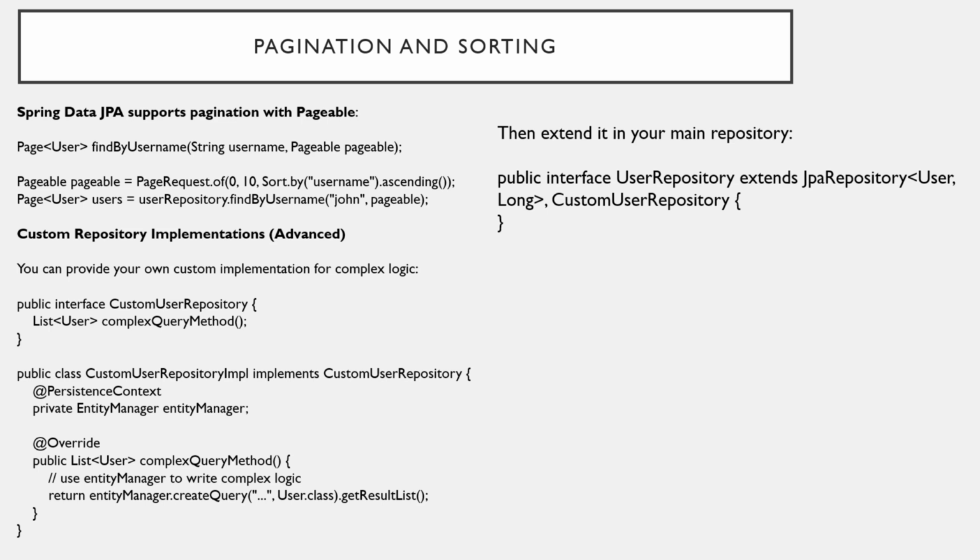Now custom repository implementation. This is one of the advanced features. You can provide your own custom implementation for your complex logic. Let's say you want a custom repository: you can create a method over there and write your own complex logic. So you can call the entity manager, create a query, and then write that in the user repository.